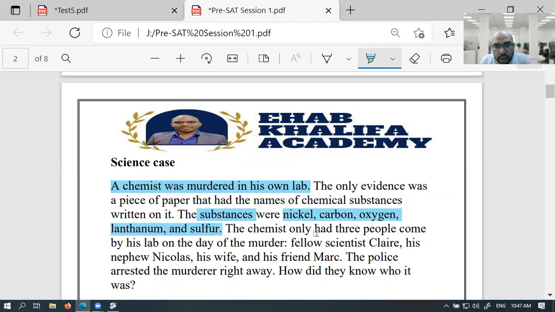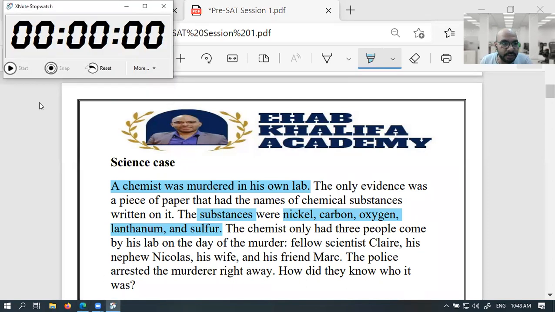The chemist only had 3 people come by his lab on the day of the murder: fellow scientist Claire, his nephew Nicholas, his wife, and his friend Mark. The police arrested the murderer right away. How did the police know who it was? I will give you 5 minutes to give it a try, and we will explain that.